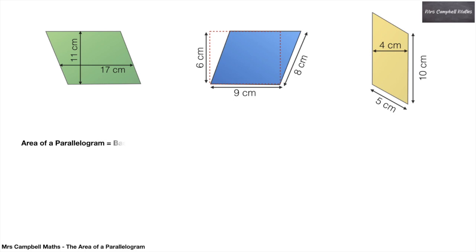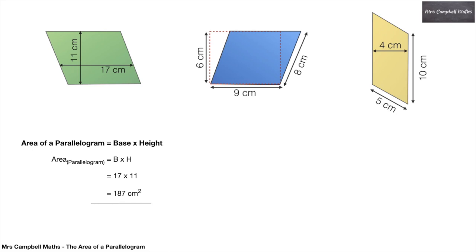Now in the first one, can you see that the base would be 17 centimetres and the height would be 11 centimetres? So if you were asked to work out the area of that parallelogram, you would write down your formula. The area equals base times height. And then you would write down 17 times 11 because the base is 17 and the height is 11. Then you would do your calculation, 187 square centimetres.